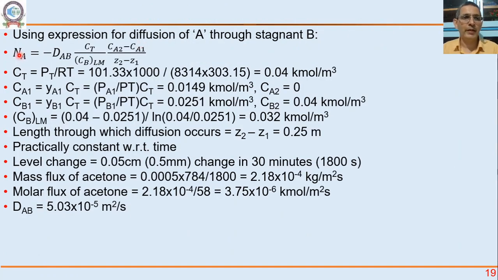Here's the solution. What do we know here? CT we can calculate: total pressure divided by RT. CB log mean we can calculate. CA2 we know, CA1 we know, Z2 we know, Z1 we know. If I can calculate the flux of A, the flux of acetone, we can calculate the diffusivity. That's what I'm asking in this problem. Okay, let's calculate. Let's just make a small correction. There is a small error that I have made.